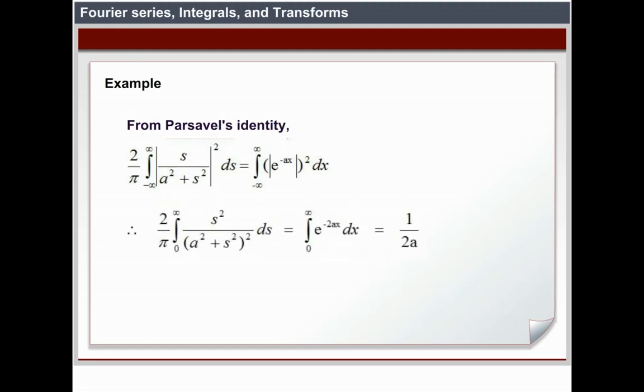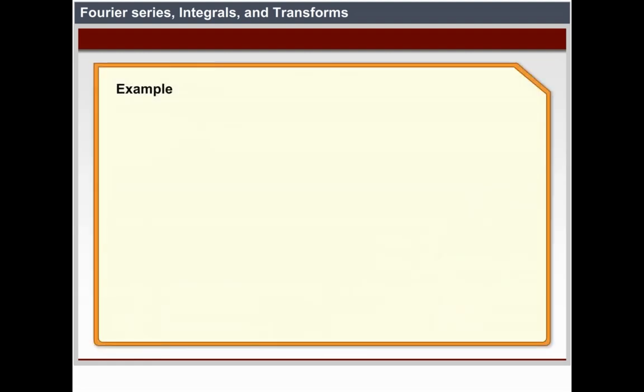Therefore, 2 by pi integral 0 to infinity s square divided by a square plus s square whole square into ds equal to integral 0 to infinity e power minus 2ax into dx equal to 1 by 2a. Therefore, integral 0 to infinity x square divided by a square plus x square whole square into dx equal to pi divided by 4a. Example.